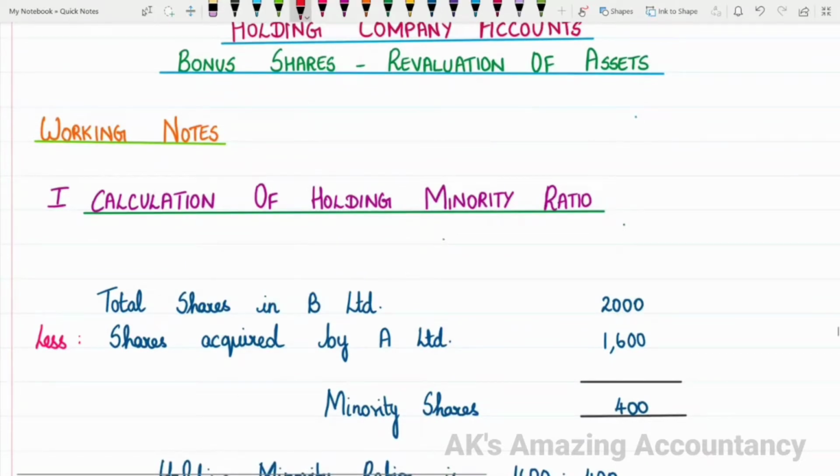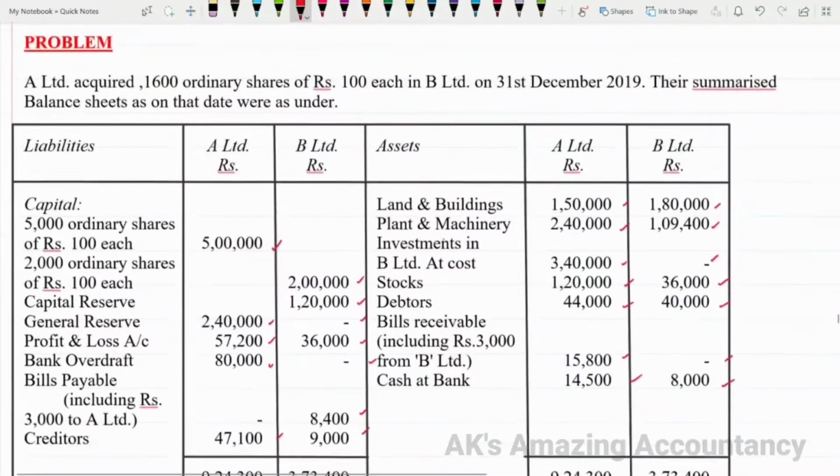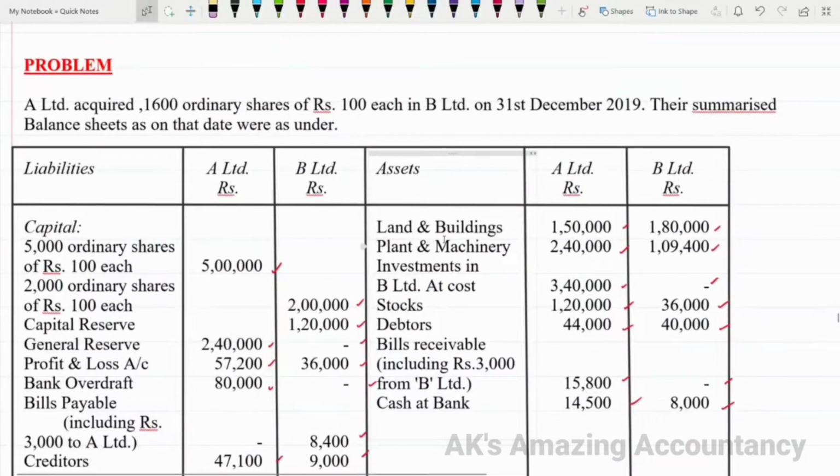For calculating the holding minority ratio, we have to look at the balance sheet. In B Limited's column, which company is the holding company and which is the subsidiary company, you have to be very clear. You are given in the problem A Limited acquired shares in B Limited. So A Limited is the holding company, and B Limited is the subsidiary company. I hope you're clear with this, right?